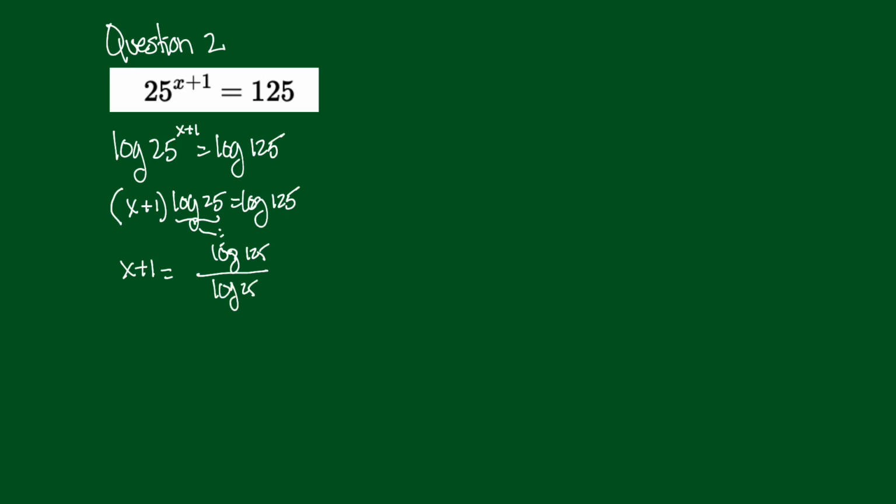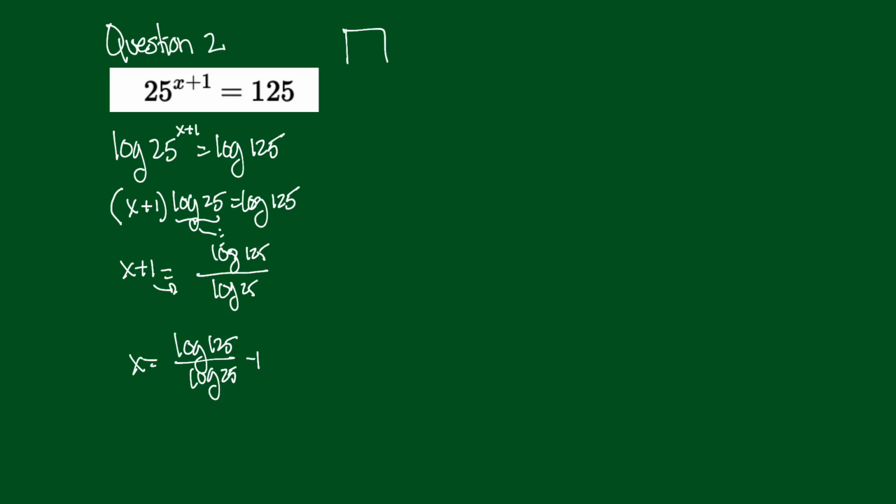And now I'm going to subtract 1. So I'll get x is equal to this. Log of 125 divided by the log of 25, and then minus 1. Now, do it all at once on your calculator. So here's what you're going to type in.